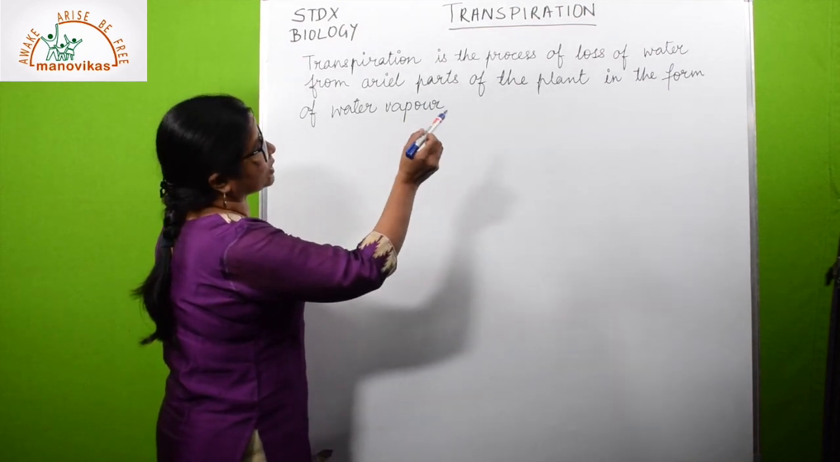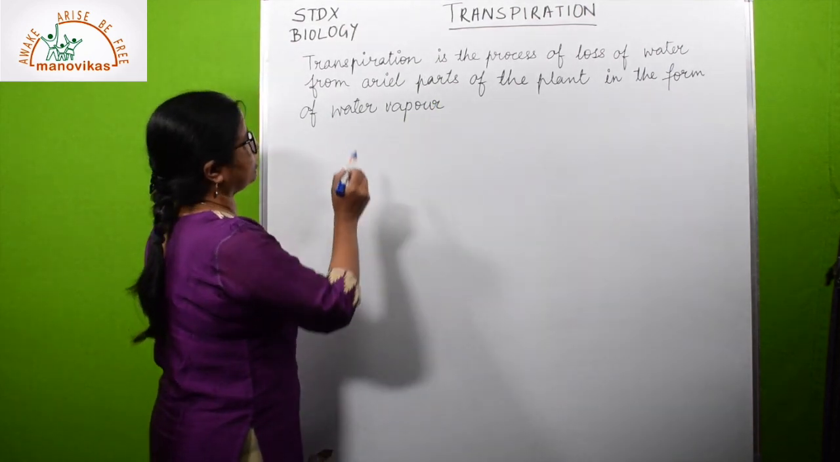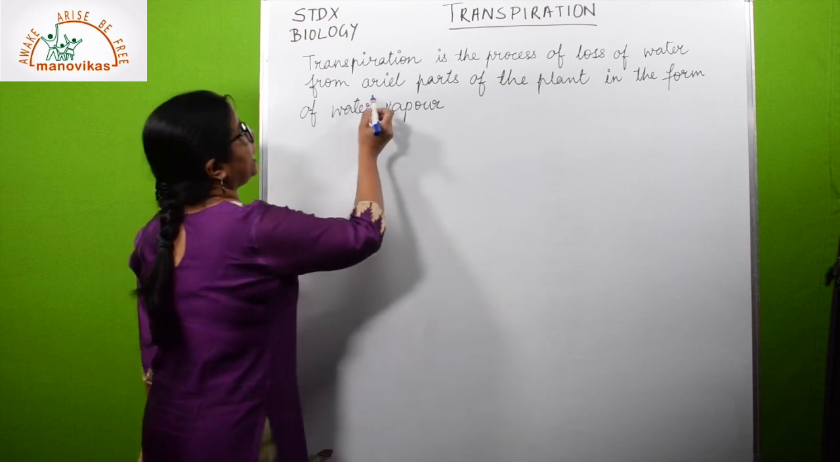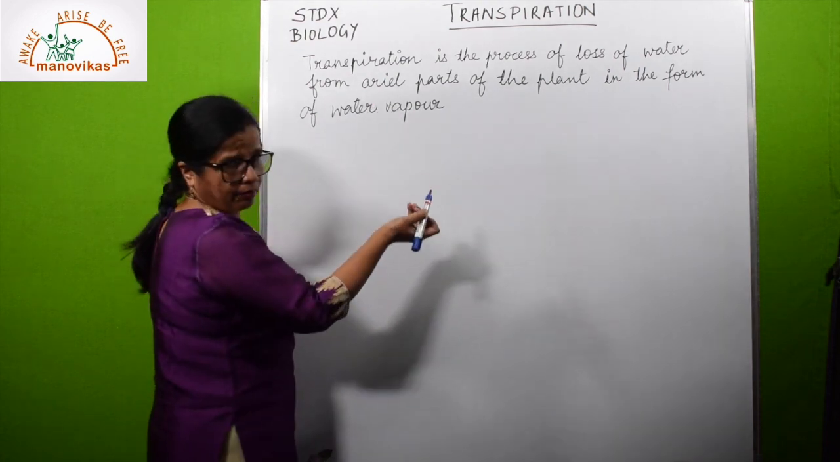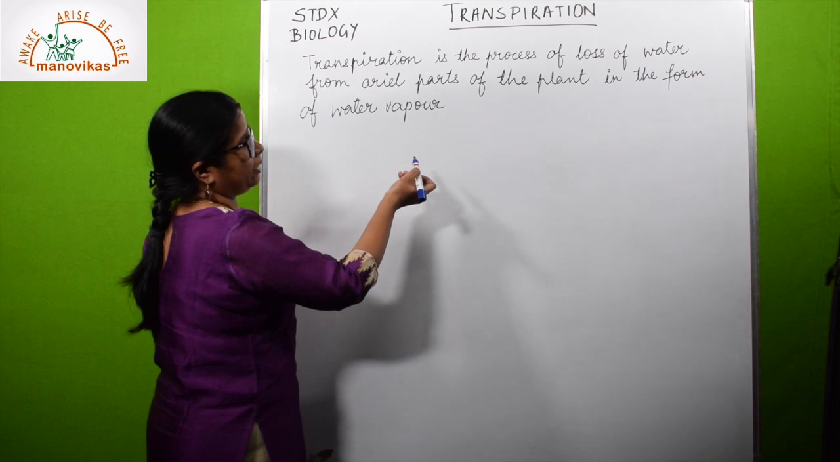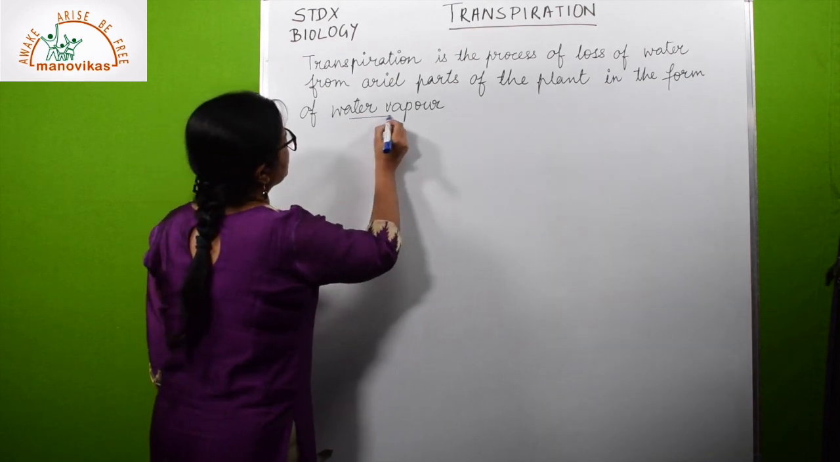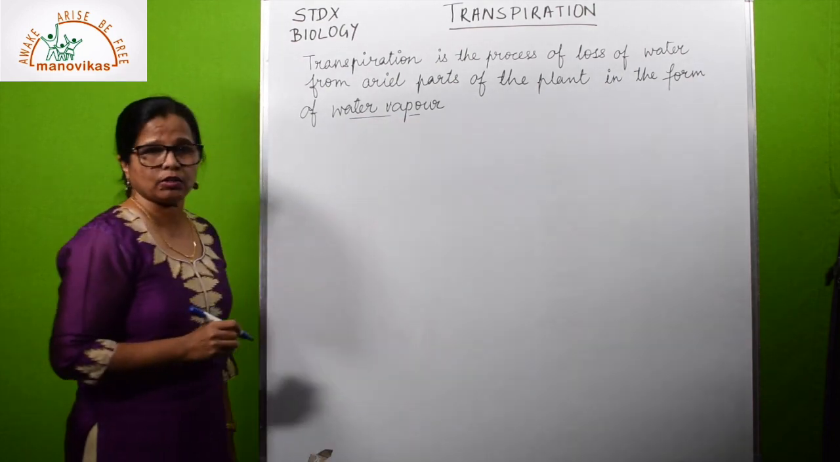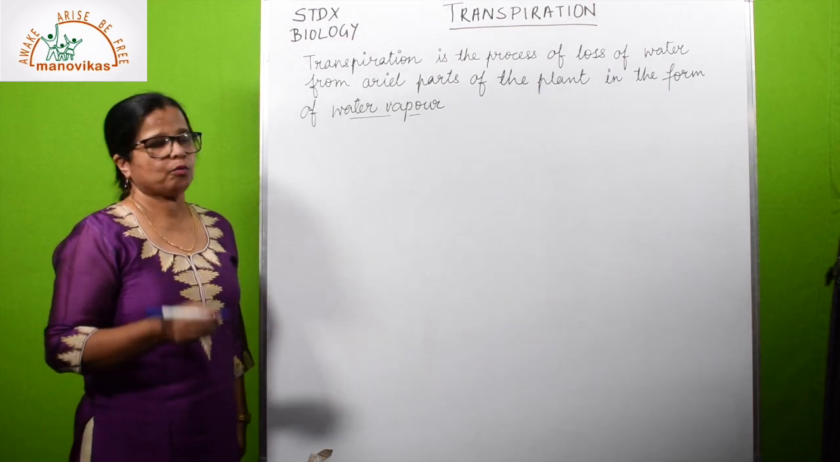Transpiration is the process of loss of water. From where? From aerial parts of the plants and leaves, of course, leaves and aerial parts of the plant, in the form of water vapor. So how is water being lost? In the form of water vapor.